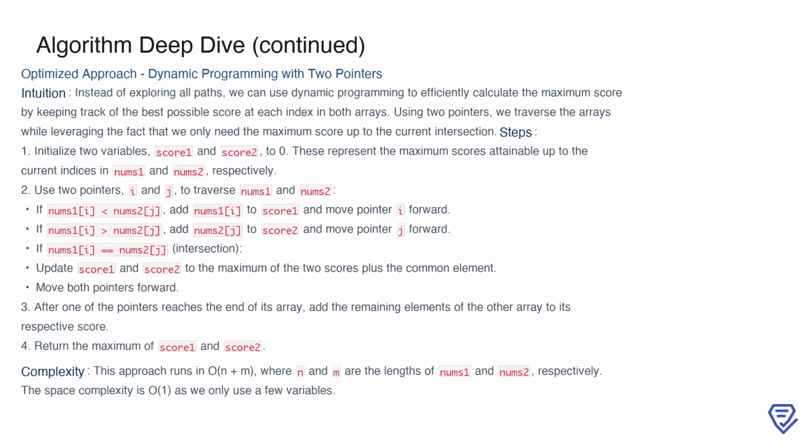Then, we move both pointers forward. After one of the pointers reaches the end of its array, we simply add the remaining elements of the other array to its respective score. Finally, we return the greater of the two scores, score1 or score2. This approach is highly efficient, with a time complexity of O(n + m), where n and m are the lengths of the two arrays, and it requires only constant space.